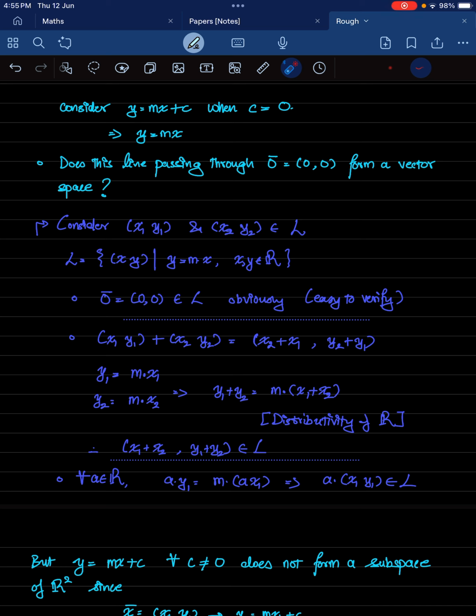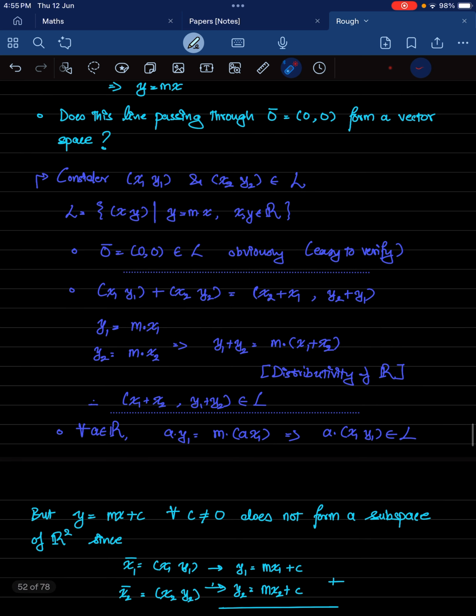Now (x1, y1) plus (x2, y2) is equal to (x2 plus x1, y2 plus y1). Simple as that. Now does this point satisfy your equation y equals mx? We know this does belong to R squared, but does it belong to L? And that's what we're going to prove. It does belong to L.